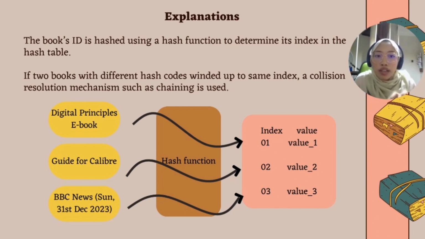The pink table is the hash table. So we move on from the index and it will add the value. The index is 1, and the value will be value 1. Same goes for the Guide to Calibre. It will go to the hash function and give the index number, which is 2, and the value will be value 2. Same goes for BBC News. It will go to the hash function and give the index value, which is 3, and the value will be value 3.